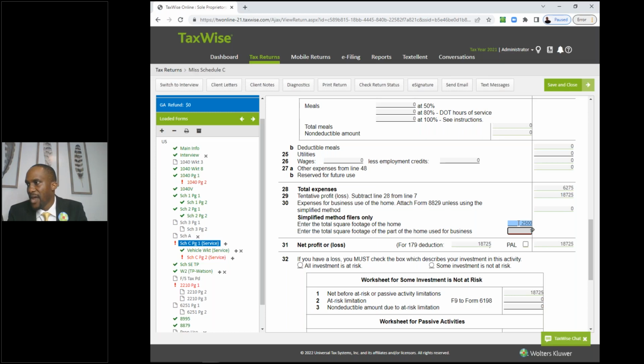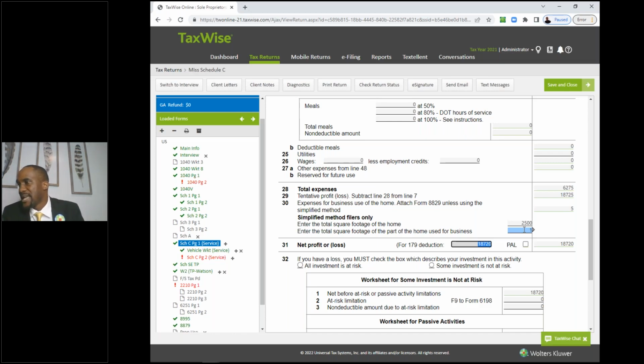Simplified method: for every 1 square foot, it's equivalent to $5 of a tax deduction, right? So for every square foot, it's equivalent to $5 of an actual tax deduction. That's what's actually happening with Miss Simplified. Let me get my Schedule C example over here. So that's actually what's happening over there for her.